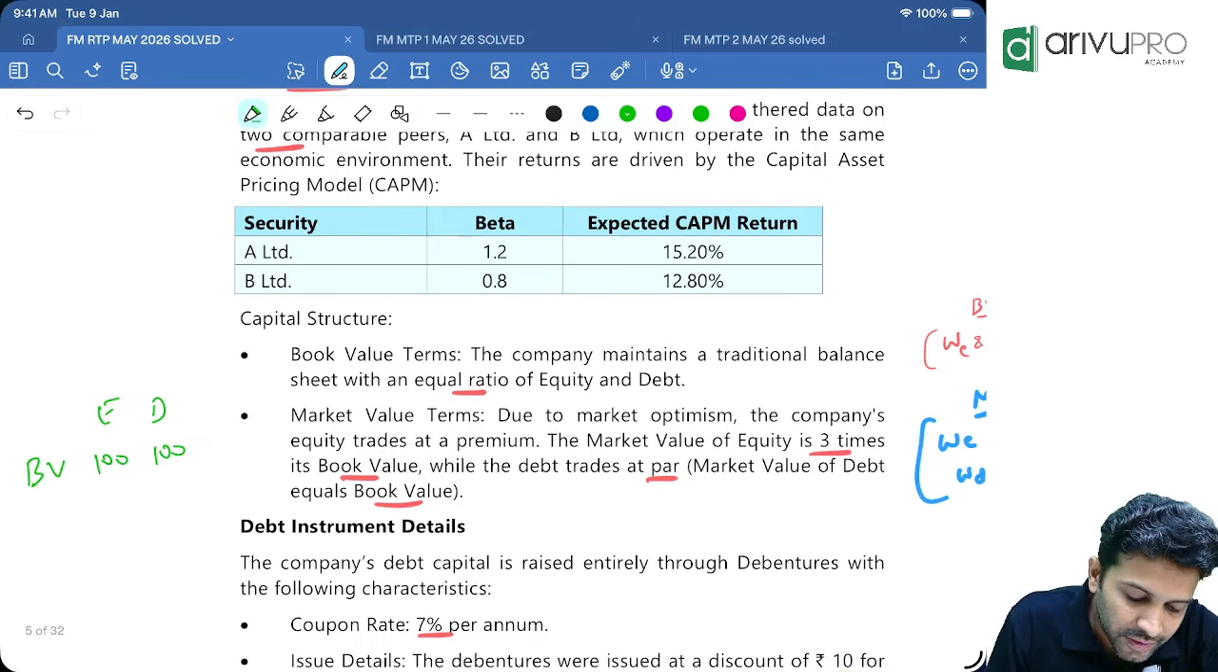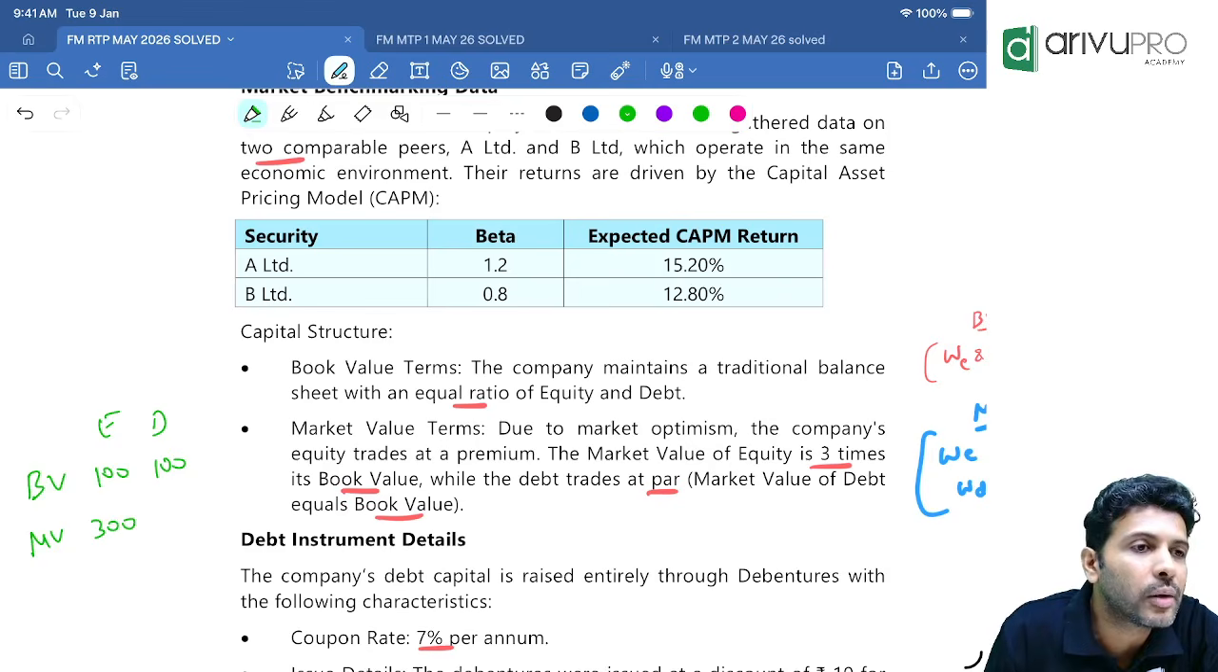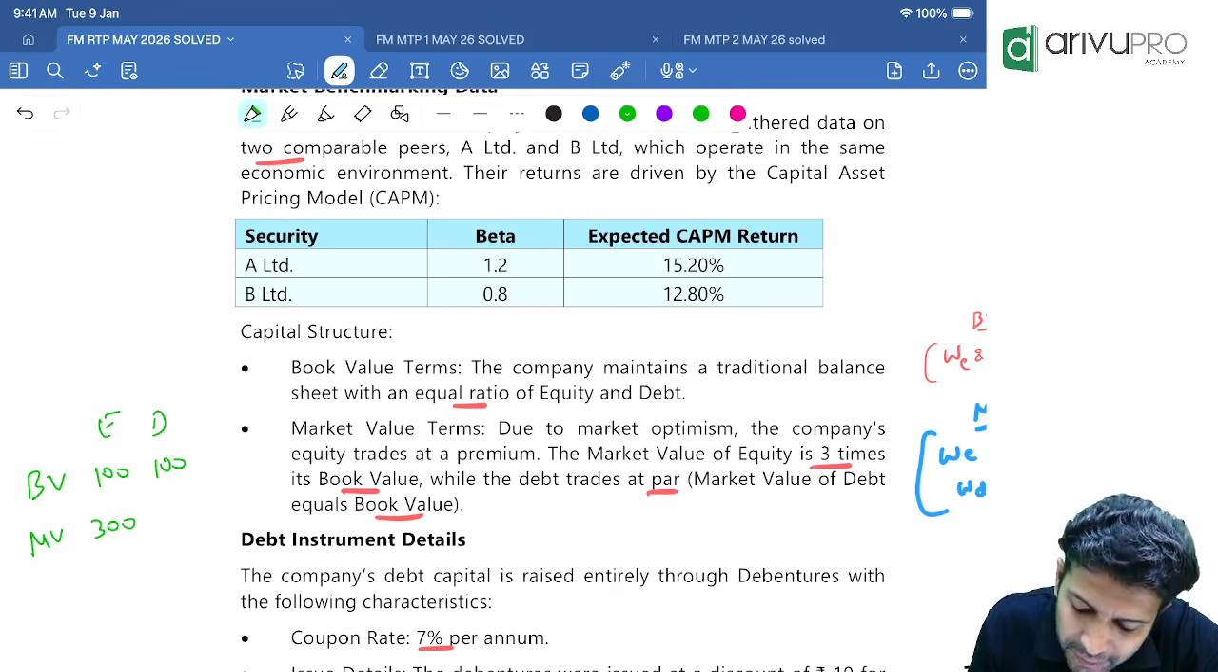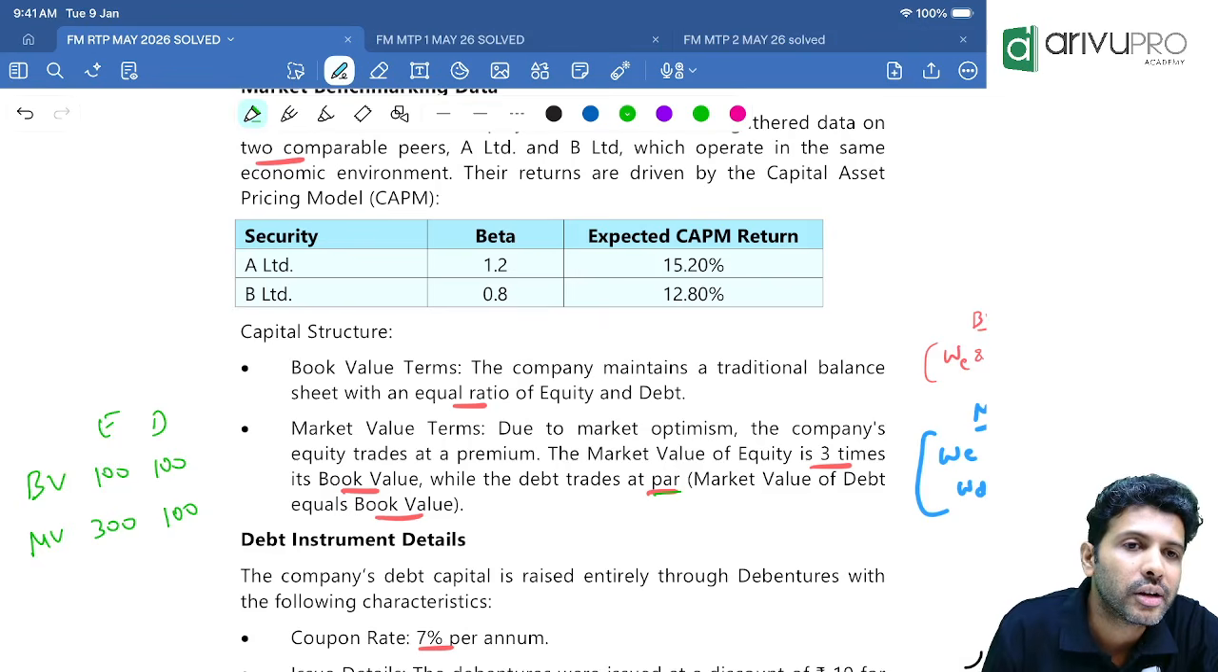If the book value of equity is 100, will the market value be 100 or 3 times more? 3 times more. So the market value of equity will be 300. What about the market value of debt? Will that also be at a premium or will it trade at par? That means the market value of debt is how much? 100. Agreed.